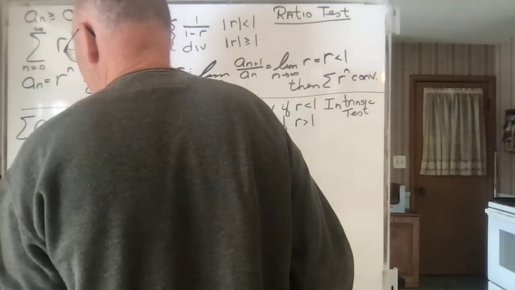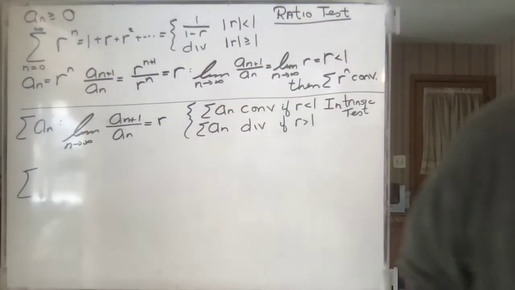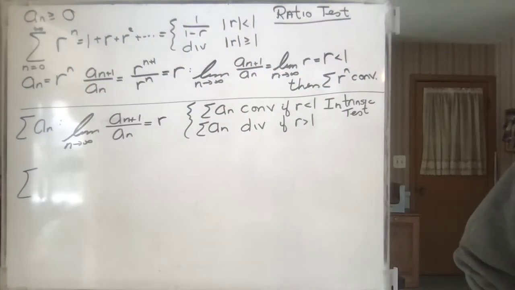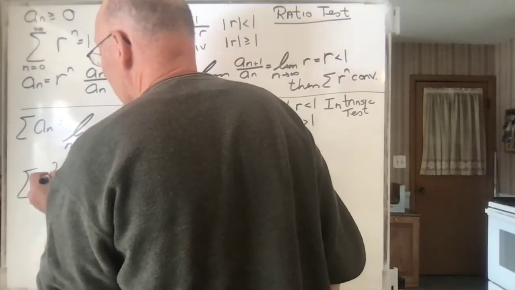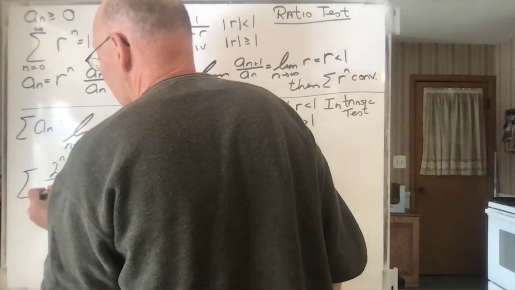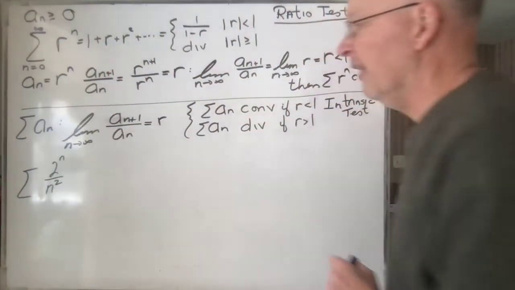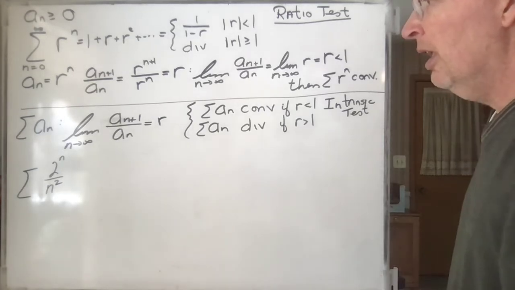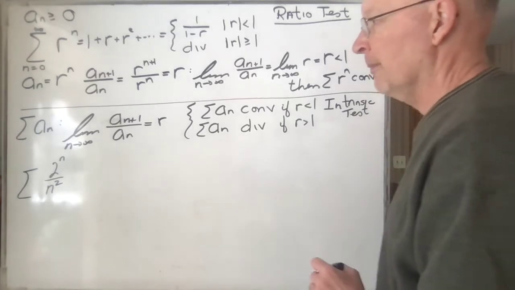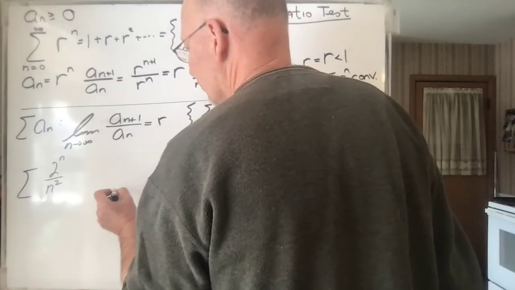How about, let me see what I have written down here. 2 to the n over n squared. Okay, let's look at that one. n will have to start with 1 here, obviously. n can't be 0. So what's going to happen to that in the long run? Okay, well, let's use the ratio test on it.